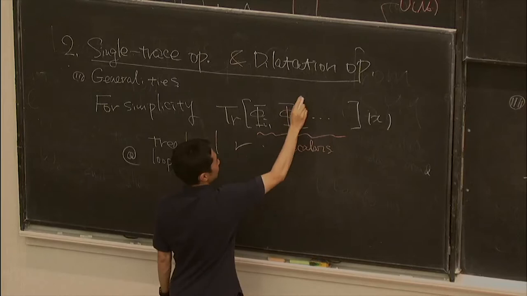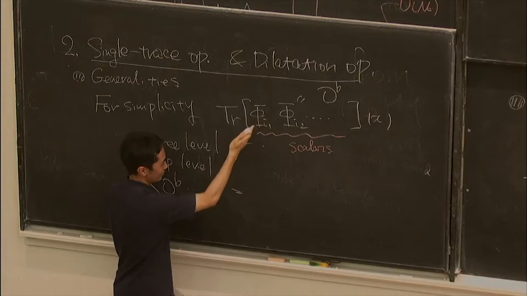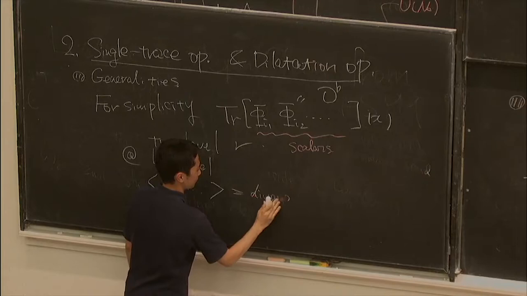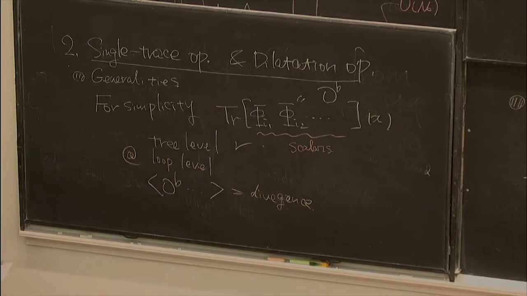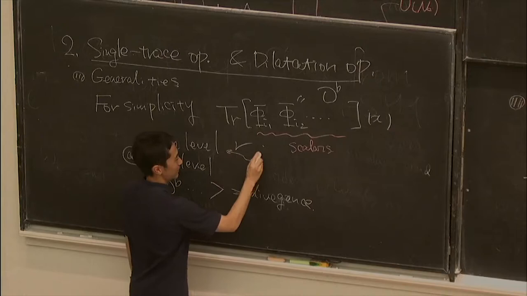Let's call it O_B. If you insert this O_B inside some correlation function and do the computation, you will find a divergence. Precisely because we are putting multiple fields at the same position, there is a divergence coming from that. Yes. Sorry, by tree and loops, we mean still in the planar limit? Right. Today I'm only going to talk about the planar limit. So tree means lambda goes to zero, and one loop, for example, means lambda to the first order.